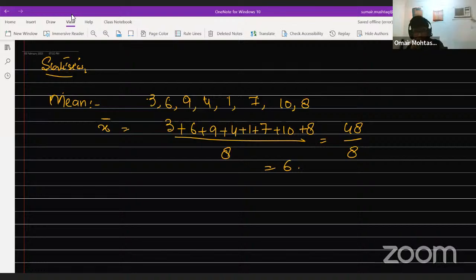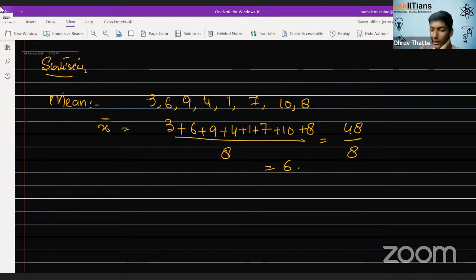Sir, what is there to be sad in this? There are many people who just got sad by seeing the fraction. Before, we had to do 40 by 7.